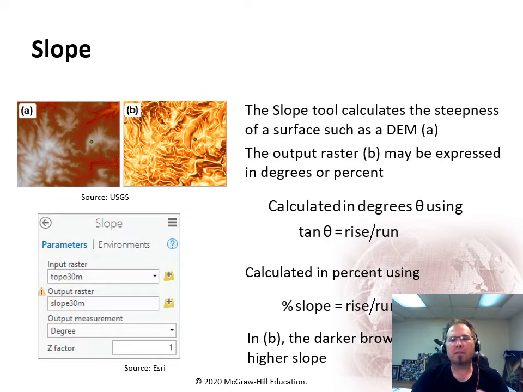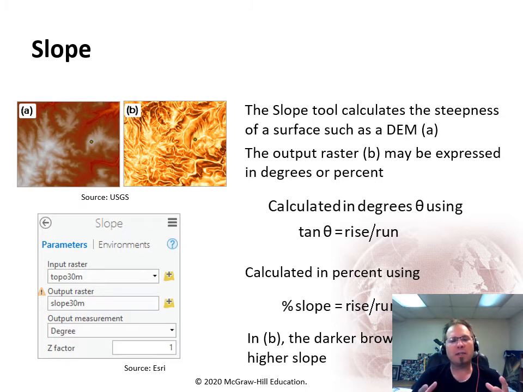So slope is what you expect it to be, right? Rise over run: tangent theta equals rise over run. And why is this important? Well, there are a lot of applications where you might need high slopes or low slopes. If I'm doing a landslide analysis, I need to know where the high slopes are. If I'm trying to site a landfill like we mentioned earlier, I want low slopes because I don't want to have to bulldoze everything flat. So it all depends on what you're trying to get at.